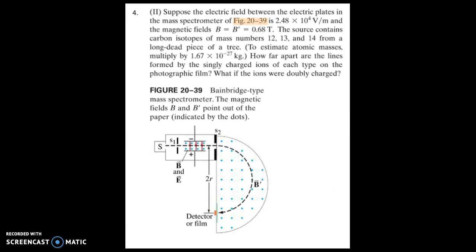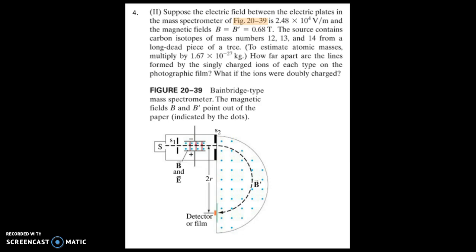All right, on to question 4, dealing with the spectrometer. So we're given the B and some ways to figure out masses, and also the E in this case. And so it's asking how far apart the lines are from these singly charged ions and what would happen if the ions were doubly charged.